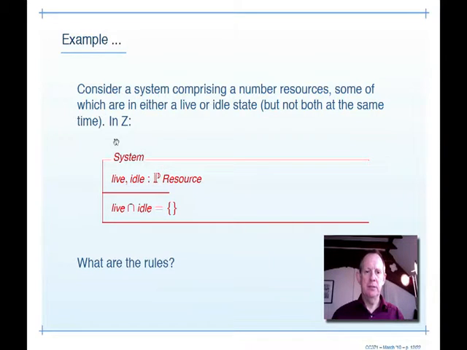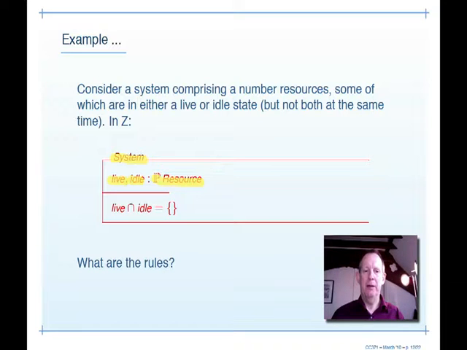So here's our system description, call it System. There are two observations, live and idle, and both of these have this type here, power set of Resource. What does that mean? Well, if they have that type, that means that live is a set of resources and idle is another set of resources. So we're talking about observations which correspond to sets of resources. Live, obviously, corresponding to the set of live resources, and idle to the set of idle resources.